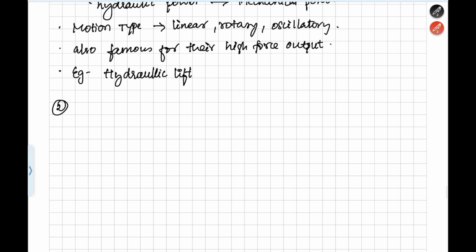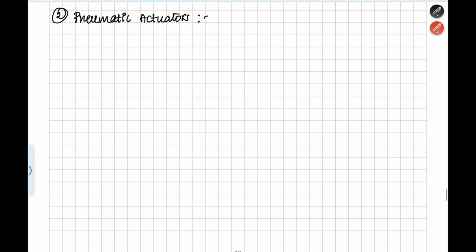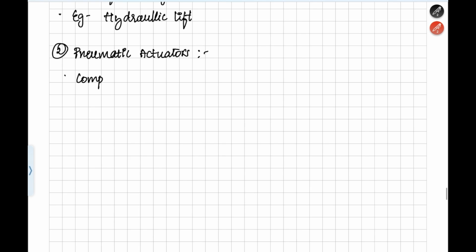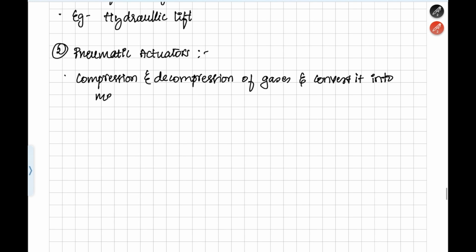Next, moving on further, we have pneumatic actuators. Pneumatic actuators rely on compression and decompression of gases. Previously, it was compression and decompression of liquids, right? Here it is compression and decompression of gases, and they convert it into motion or mechanical action. The generated motion here could be linear or rotary.